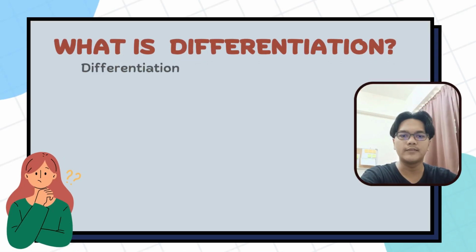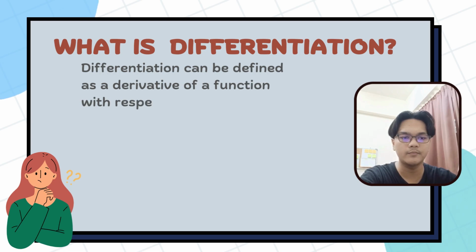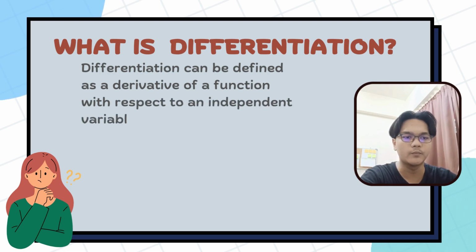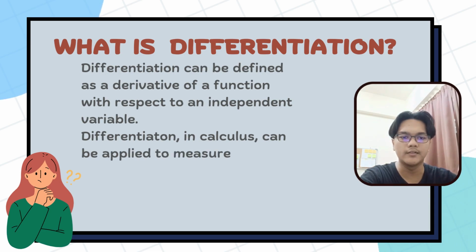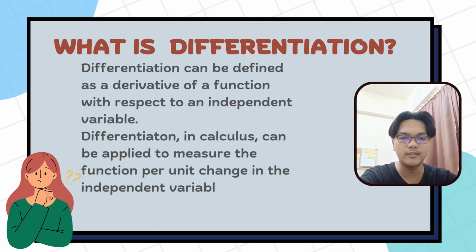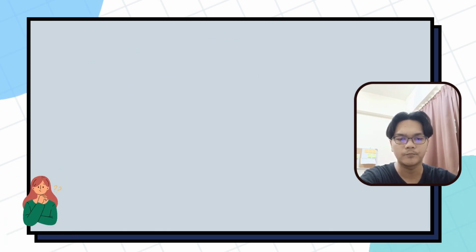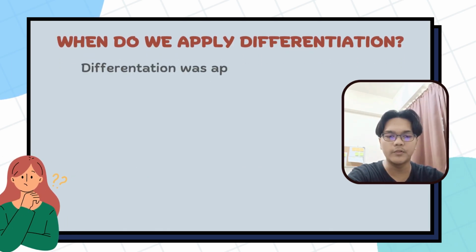What is differentiation? Differentiation can be defined as a derivative of a function with respect to an independent variable. Differentiation in calculus can be applied to measure the function per unit change in the independent variable. When do we apply differentiation?